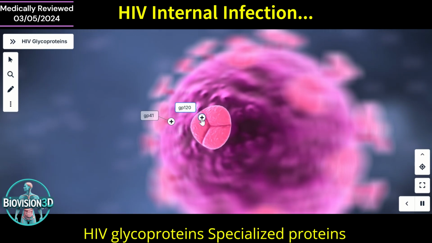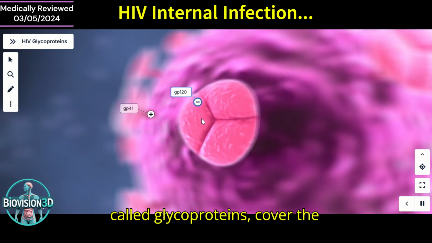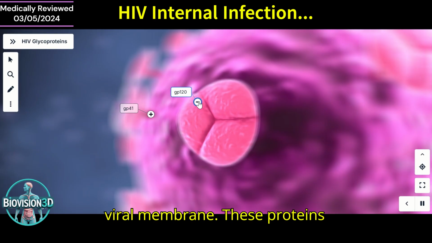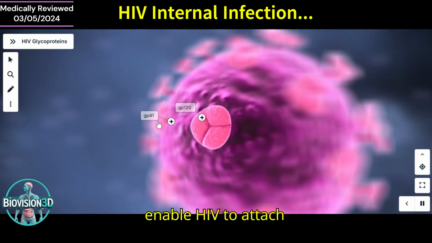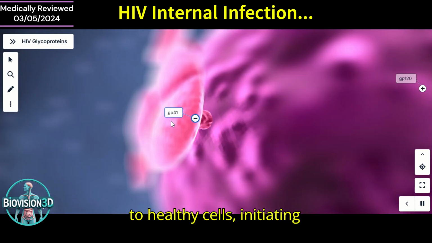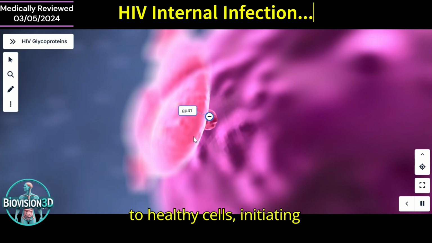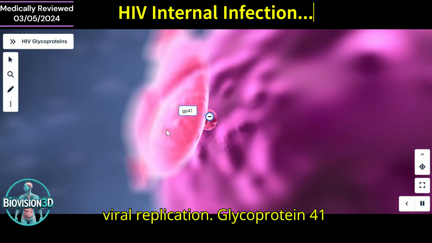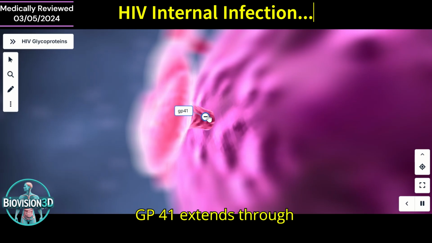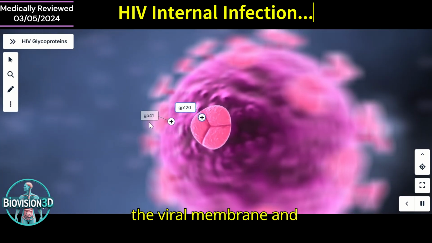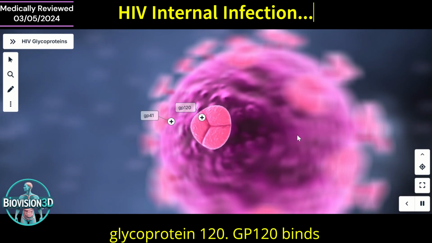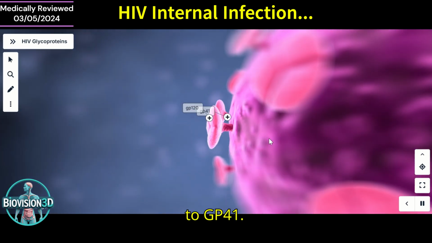HIV glycoproteins. Specialized proteins called glycoproteins cover the viral membrane. These proteins enable HIV to attach to healthy cells, initiating viral replication. Glycoprotein 41, GP41, extends through the viral membrane, and glycoprotein 120, GP120, binds to GP41.